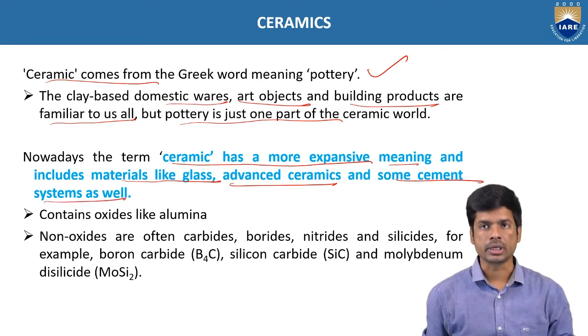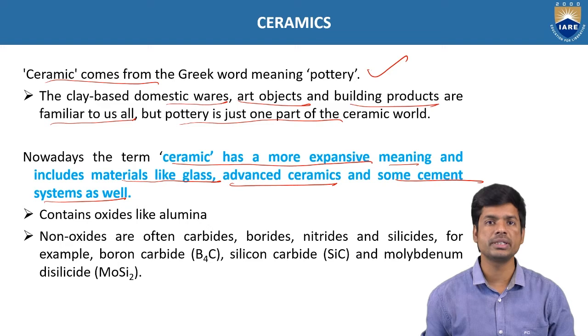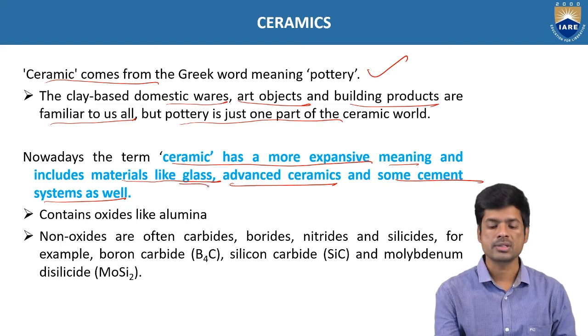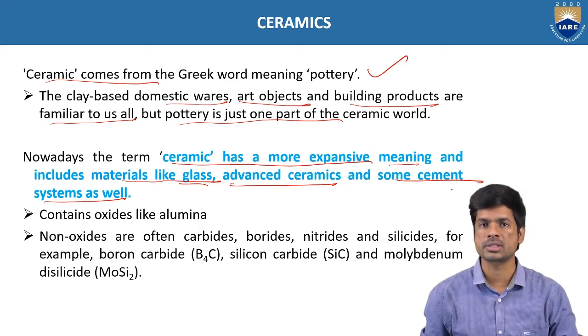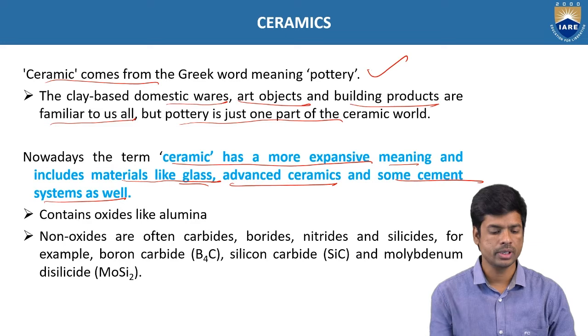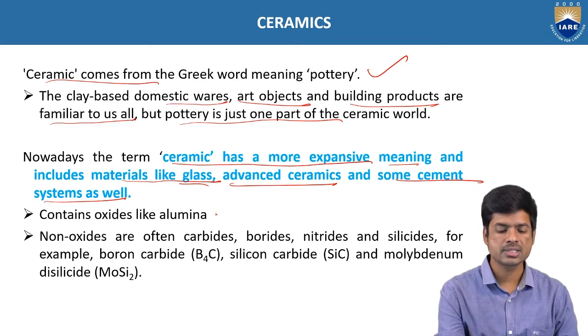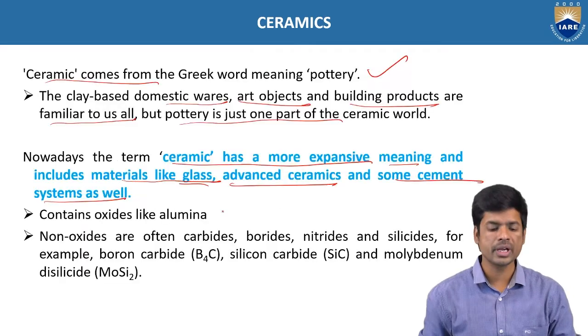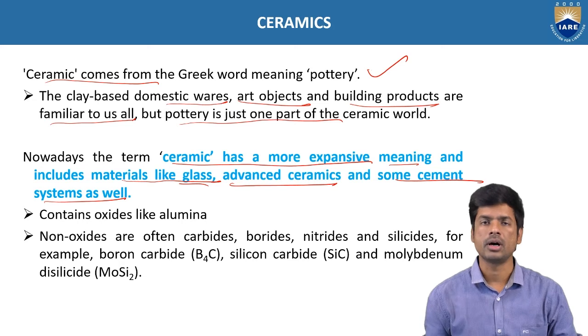Why did this particular ceramic meaning change? Because here we are using some advanced materials like glass materials or some other cementitious materials in the manufacturing of ceramic-based materials. So that is why the term is changing the properties here. Next, it contains oxides like alumina. In this particular advanced ceramics we are having the oxides like alumina also. We are adding alumina-based oxides also to prepare the advanced ceramics.